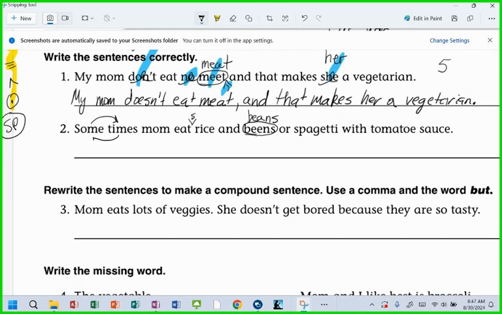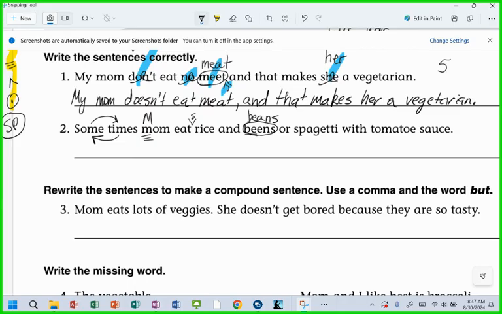Here's one that maybe you guys don't know. The word sometimes is one word, right? It's a compound word. We have a capitalization error. What do you suppose needs to be capitalized? One very important person in your life. Mom. Yes. Of course. 3 lines under that to show capitalization, right? Sometimes mom eats rice and beans or spaghetti with tomato sauce.